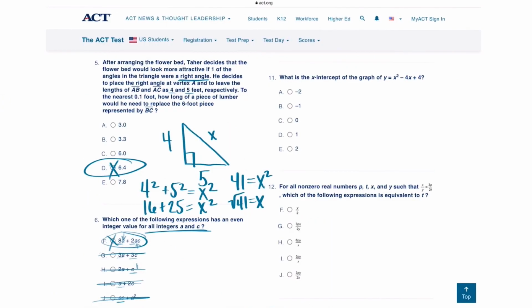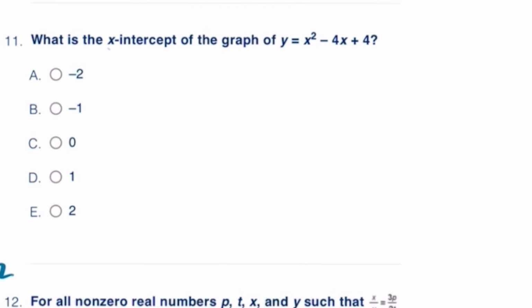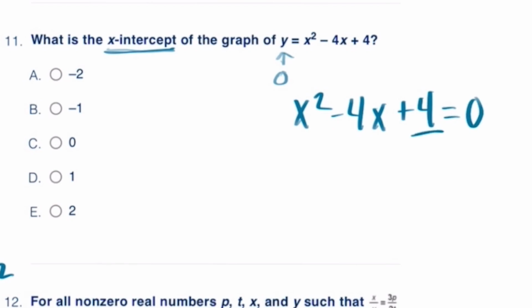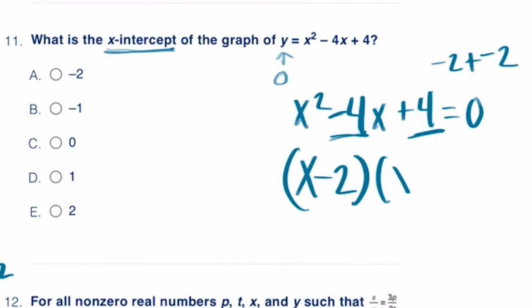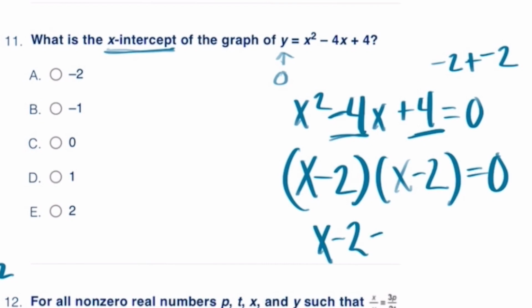Number 11, we have a graphing problem, so finding the x-intercept. Whenever you're finding the x-intercept, that is just whenever your y is 0, right? That's what makes it go through your x-axis. So if we plug in 0 for y, we're going to look for two numbers that add to get us 4 and multiply to get us -4, which is going to be -2 and -2. So we could have x minus 2 times x minus 2. Notice if I multiply that out, it gets the same thing as the original. If I go to solve this, we get that x is 2, which is option E.